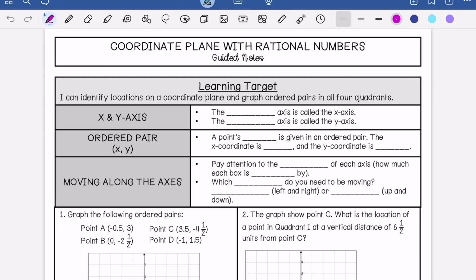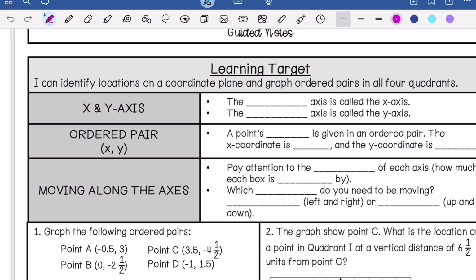Hi, we are going to go over identifying locations on a coordinate plane and graphing ordered pairs in all four quadrants. We did this with integers. Now we are going to specifically do it with rational numbers. So just a review of some basics on the coordinate plane.